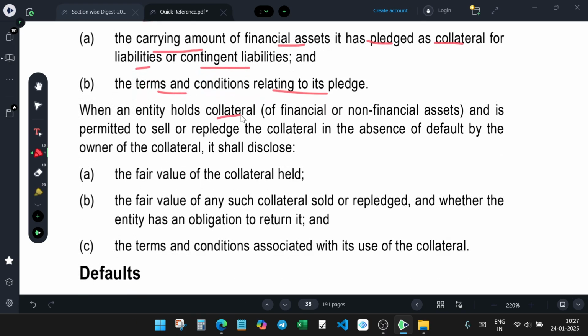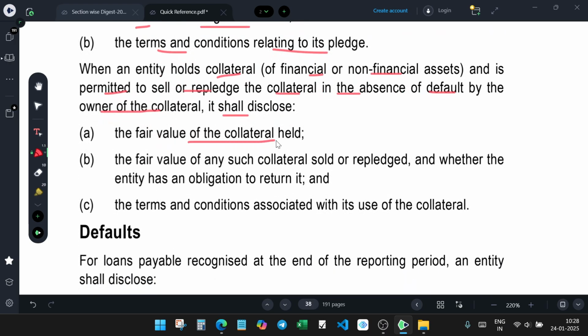If an entity holds collateral of a financial or non-financial asset and is permitted to sell or repledge the collateral in the absence of a default by the owner of the collateral, it shall disclose the fair value of the collateral held. Sometimes you are in the business of giving loans and some collateral is with you. If there is any default, you will collect that collateral, liquidate it, and realize the loan you gave. So you should give the fair value of the collateral, that is, the current market price on the closing date.